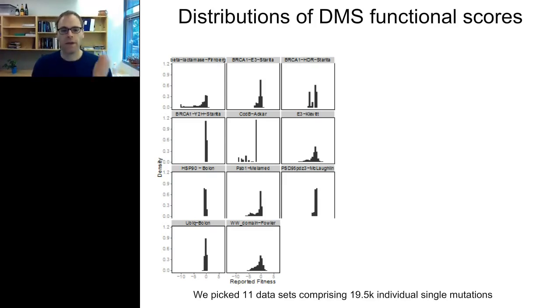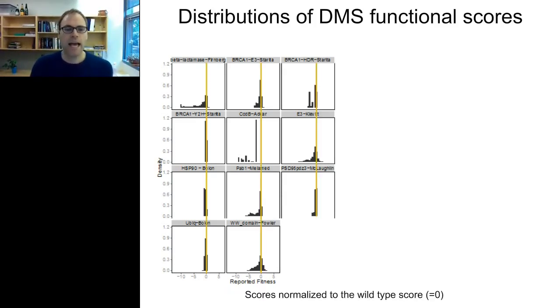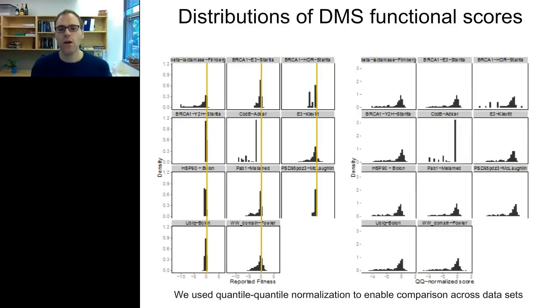There are 20,000 total mutations in this data set, and the first thing we did was we centered all the data at 0 on the wild type, so everything is centered relative to wild type for each of the scans. And then, because we wanted to be able to compare between and use as collective training data all of these differently shaped distributions, we did quantile-quantile normalization to equalize the shapes of the distributions and allow us to make comparisons between and across data sets.